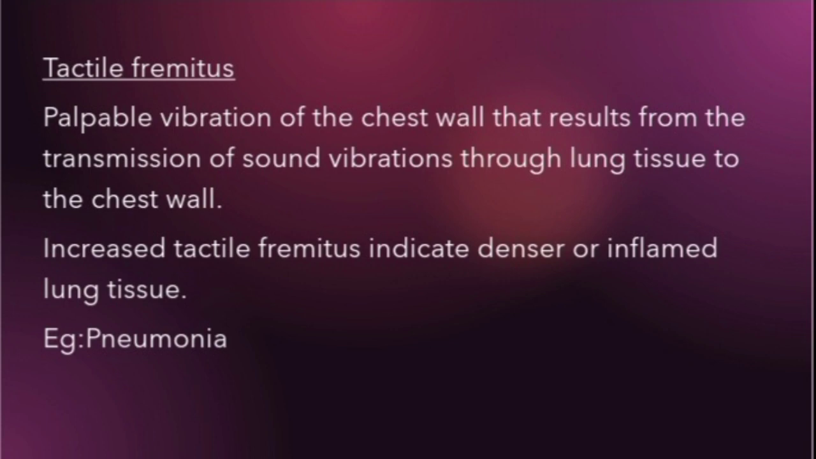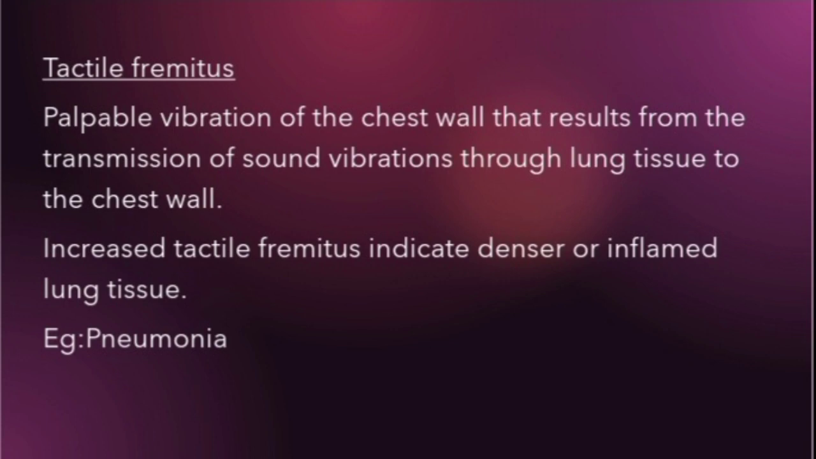Palpable vibration of the chest wall that results from the transmission of sound vibration through lung tissue to the chest wall. The examiner places his hand over the scapula of the patient and asks the patient to repeat the phrase 99. From this we can assess the vibration and the density of the lungs. Increased tactile fremitus indicates denser or inflamed lung tissue.